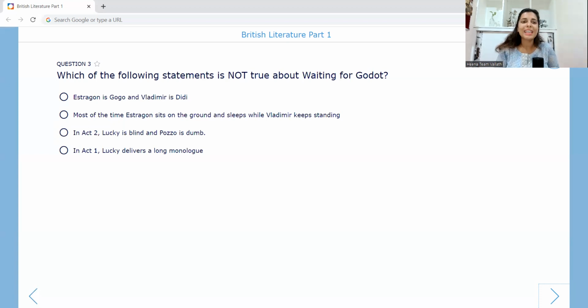While option D is, in Act 1, Lucky delivers a long monologue. Is it true? Yes, it is. Which means option C, in Act 2, Lucky is blind and Pozzo is dumb. No, it is Pozzo who becomes blind. And let me tell you, when Vladimir looks at a blind Pozzo, he asks him, "Hey, Pozzo, how did you become blind? You were all good yesterday." For which Pozzo replies that the blind have no notion of time. Waiting for Godot is a tragicomedy in 2 acts. Yes, it's a play by Samuel Beckett.